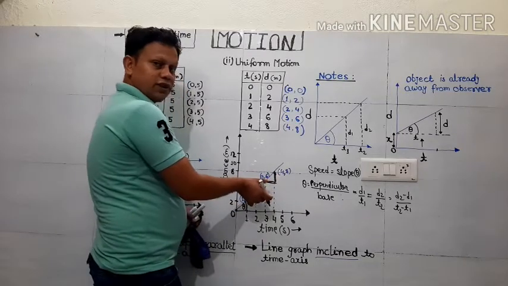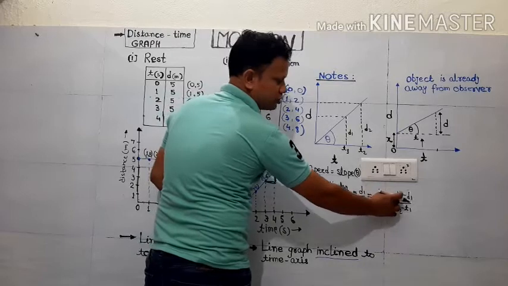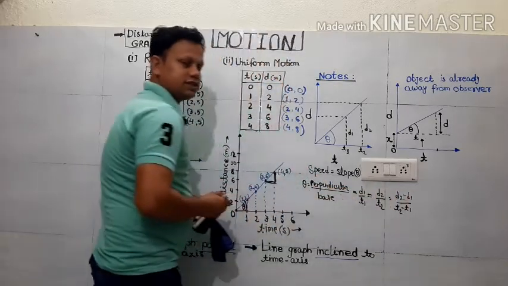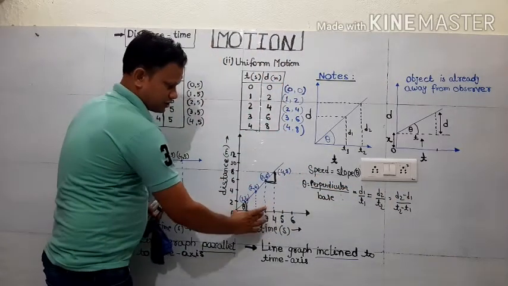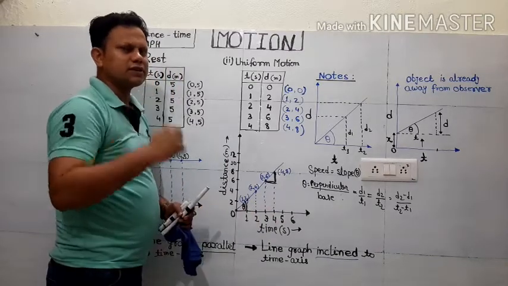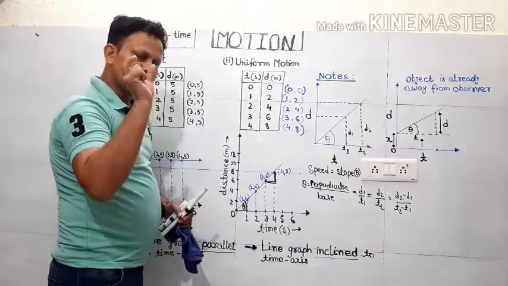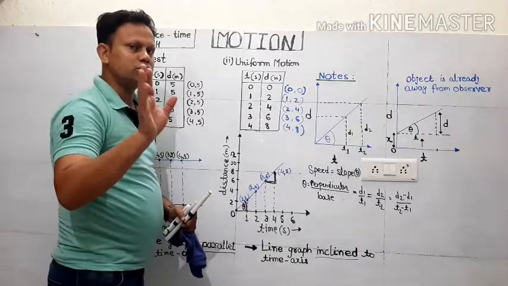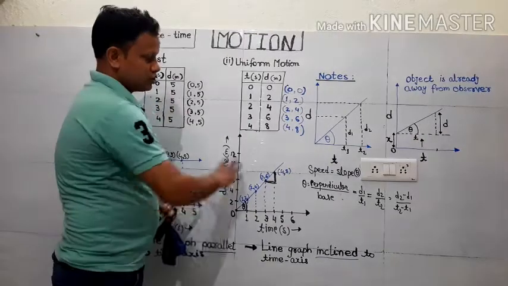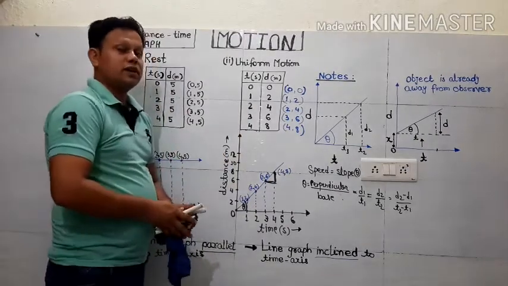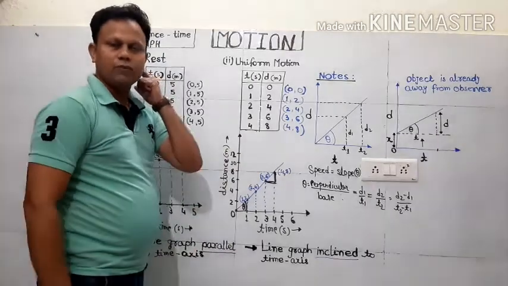So you can take any interval also. In that situation, d2 minus d1 by t2 minus t1. t2 minus t1 means 4 second minus 3 second. That is 1 second. So we can calculate for a particular period of time also. It is not going to change. So this is the mathematical representation of a body which is doing uniform motion.